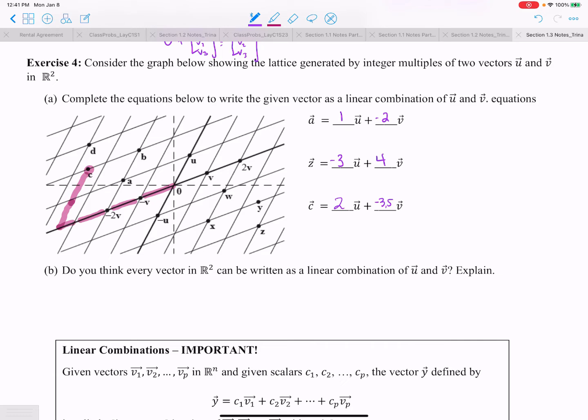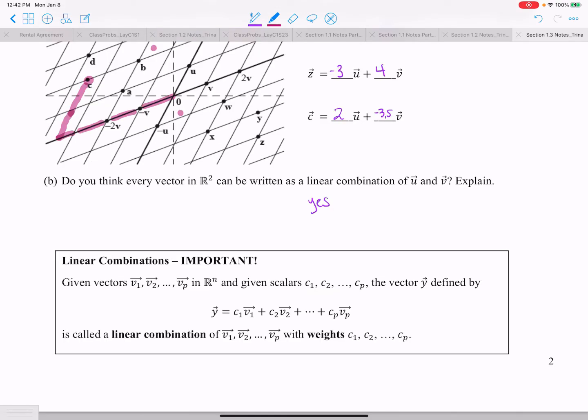So the question is, could I get anywhere in this entire plane? If I wanted to get to here, or here, or here, could I get to them any way? And the answer is yes. Because I can use fractions of u's and v's, I can get to any place in that plane. So linear combinations are critical for understanding this class.